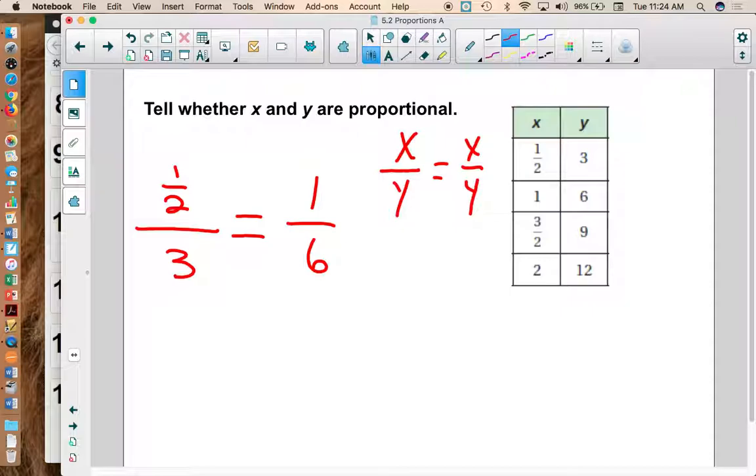I could have picked 1 to 6 and 2 to 12 if I wanted to. And a lot of you would have seen it easier that way because it wouldn't have been a fraction on top as a denominator, or a fraction as a numerator. Okay? Alice?